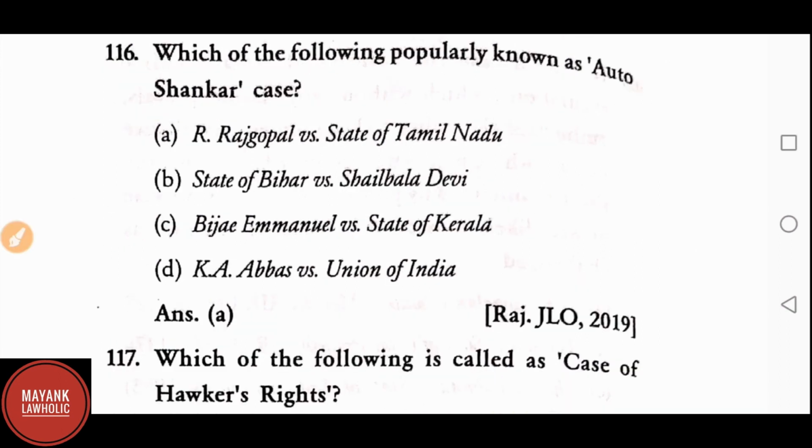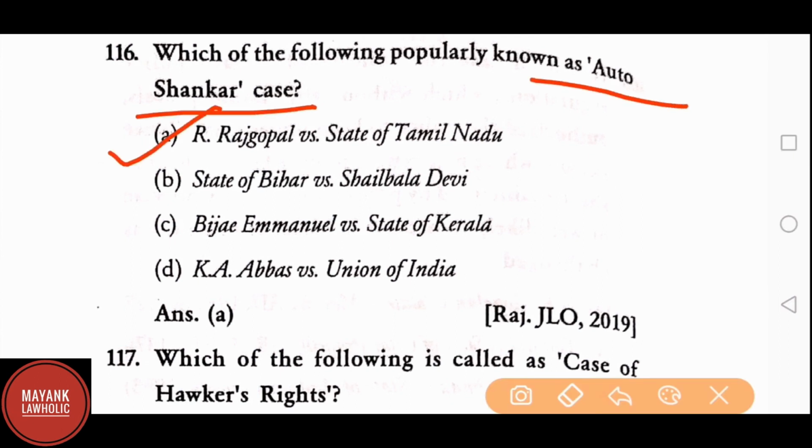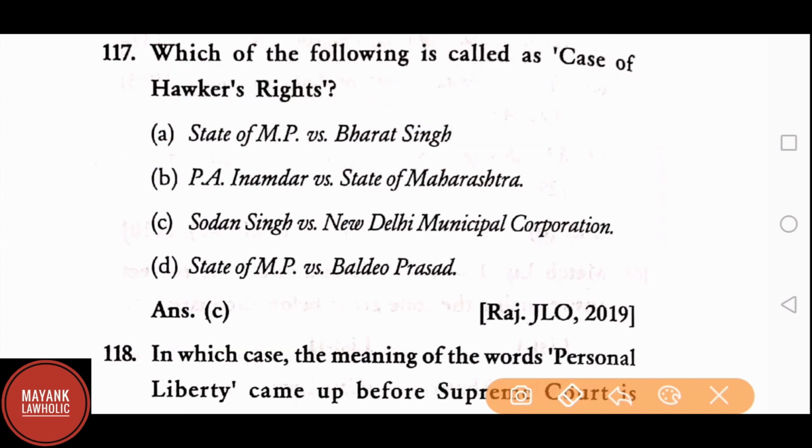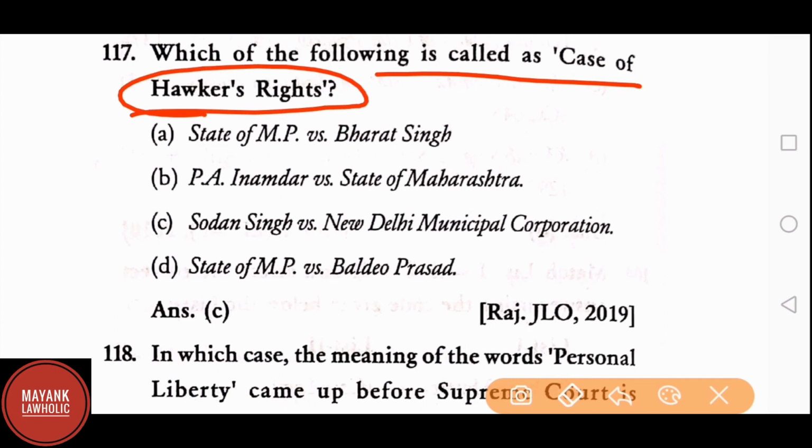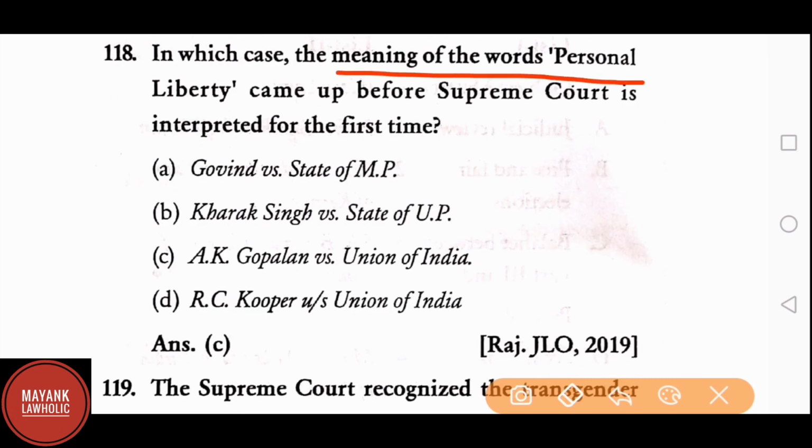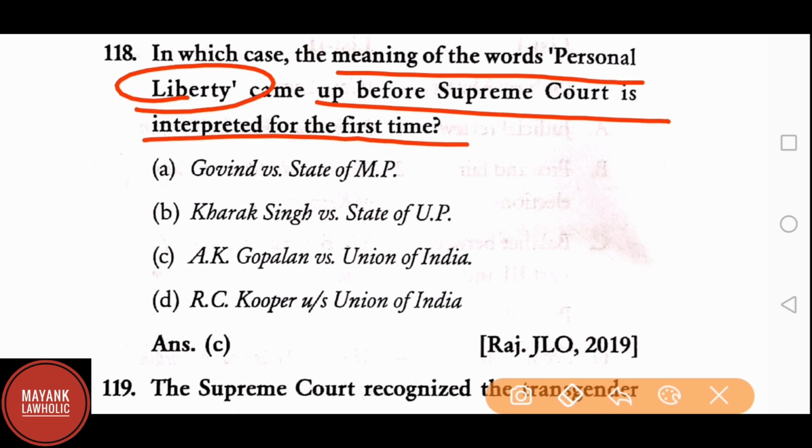Which of the following is popularly known as Auto Shankar case? The answer is A. R. Rajagopal versus State of Tamil Nadu. Which of the following is called the case of hawker's right? The answer is Sodan Singh versus New Delhi Municipal Corporation. In which case did the meaning of the words personal liberty come up before the Supreme Court and was interpreted for the first time? It was interpreted in A.K. Gopalan versus Union of India.